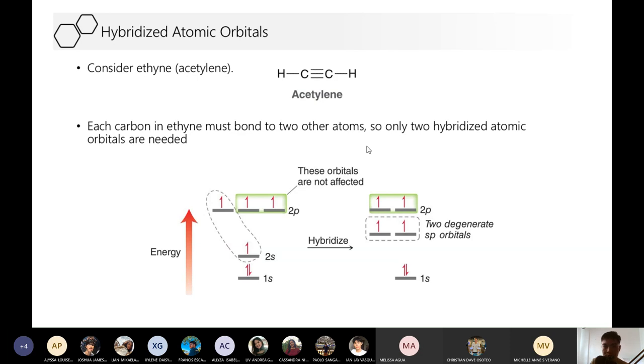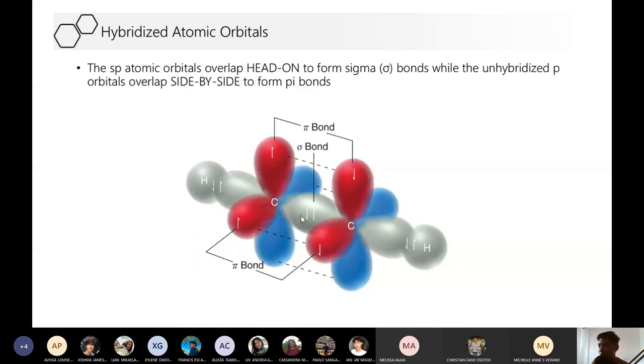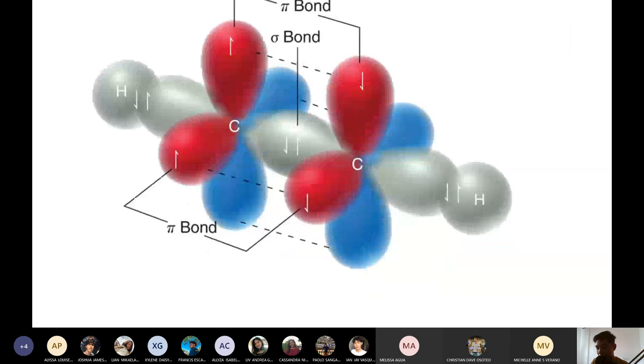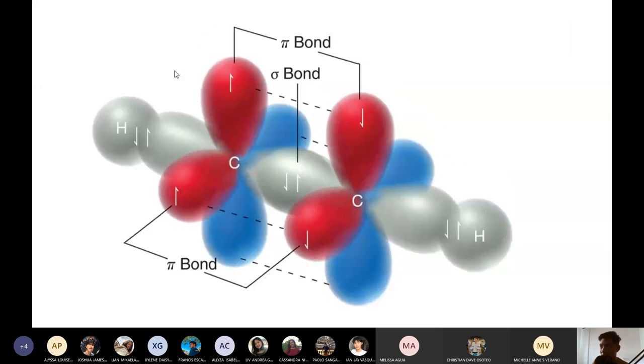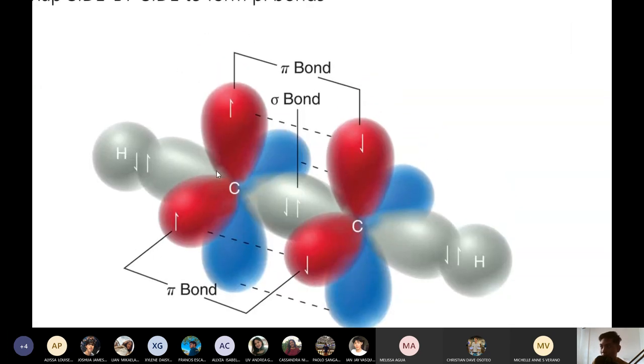So, question, ilang pi bond yung magagawa natin dyan? Dalawa din, okay? So, ito yung itsura ng acetylene. So, ito yung ating sp hybridized sigma bond. Ito yung s, ito yung sp. So, ito yung isang sp, ito yung isa pang sp. Then, you have two pi bonds, no? You have two p orbitals pala. So, ano itsura ng p orbital natin? Dumbbell. So, ito yung unang dumbbell. Ito yung ikalawang dumbbell. Okay?